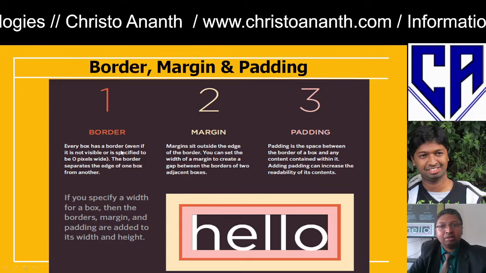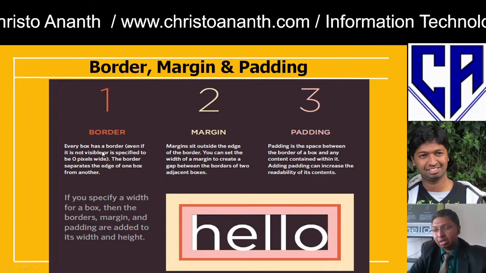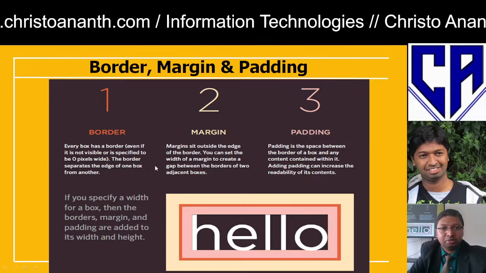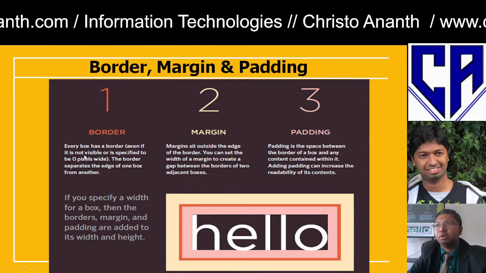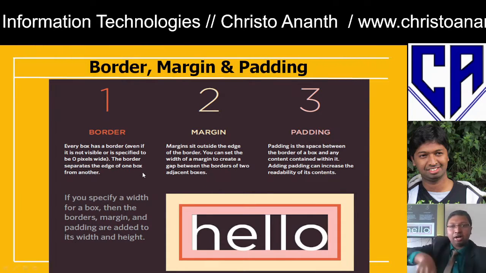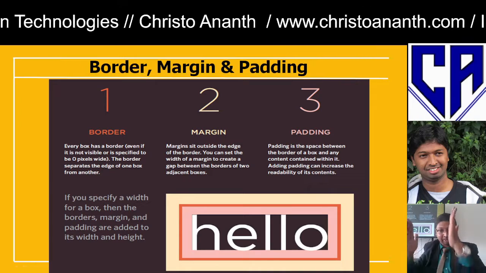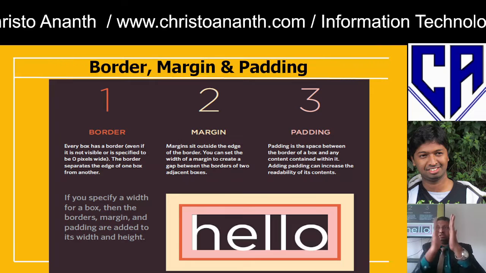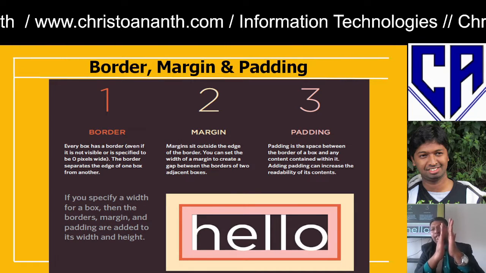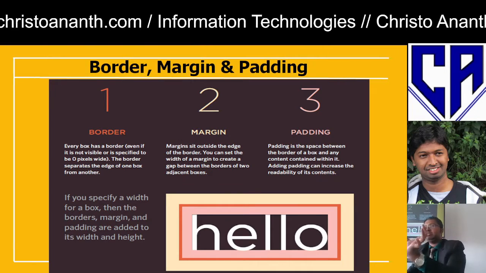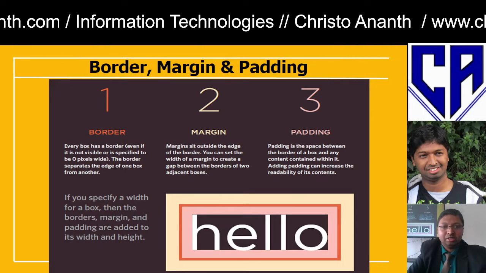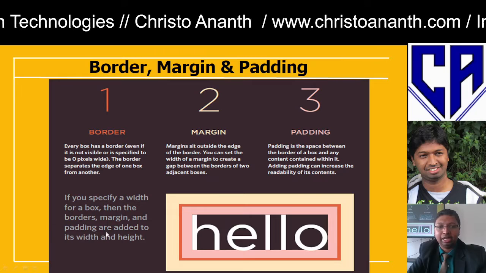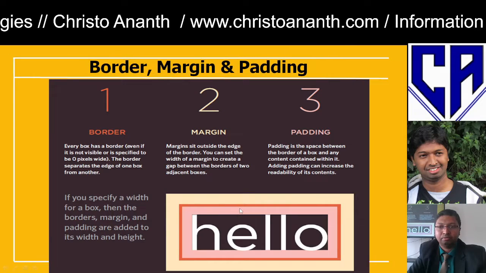So you'll have border, margin and padding. That's how you have to specify. Every box has a border, even if it is not visible. For example, in "Hello", the H starts from here, so this is the margin. And then you have padding. Padding is nothing but the space between the content and the border. So if you specify a width for a box, then the border, margin and padding are added to the width and height.